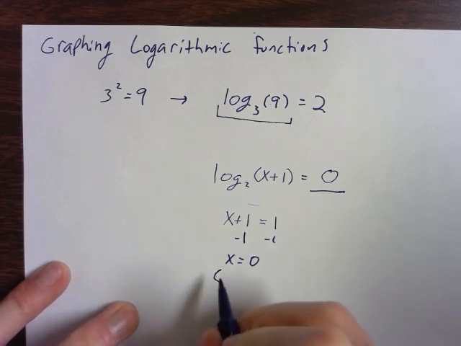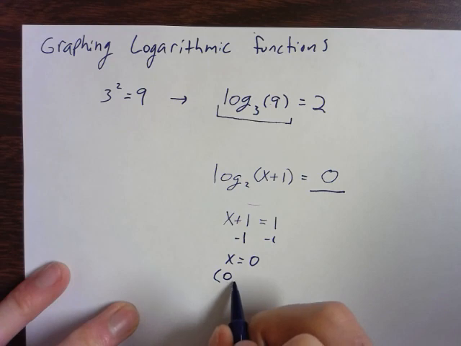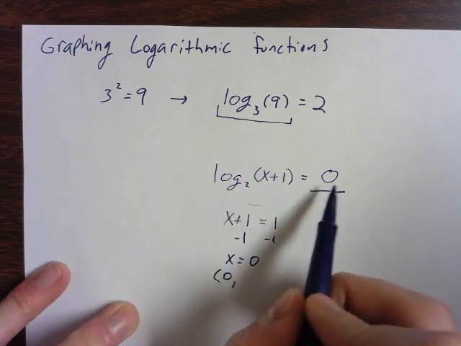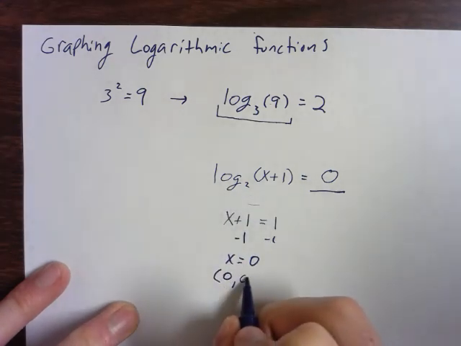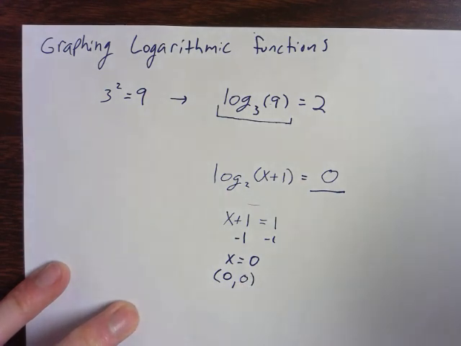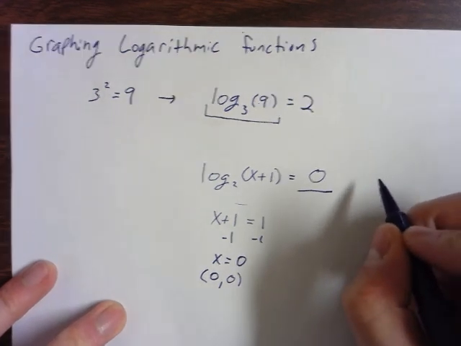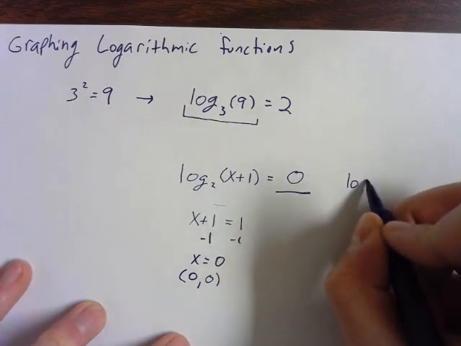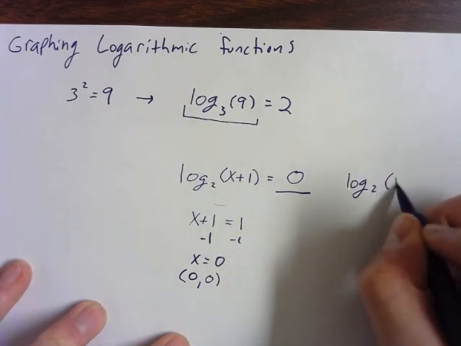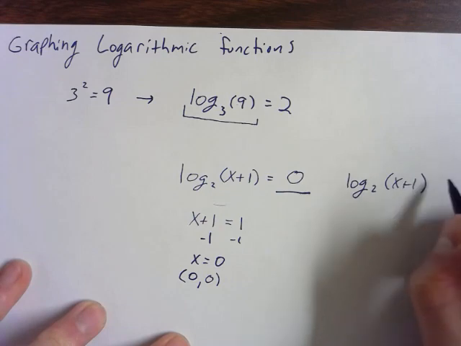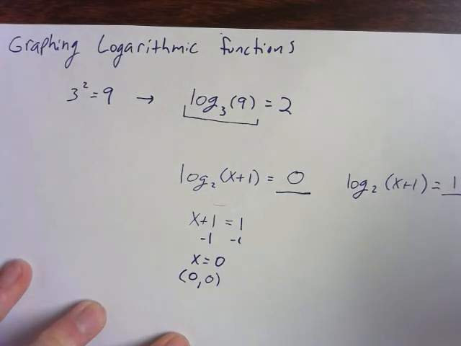So if I make an ordered pair, I have x equals 0 and my logarithm equals 0. So I have an ordered pair at 0, 0. Another easy one we can use is log base 2 of x plus 1 equals, let's say, 1.